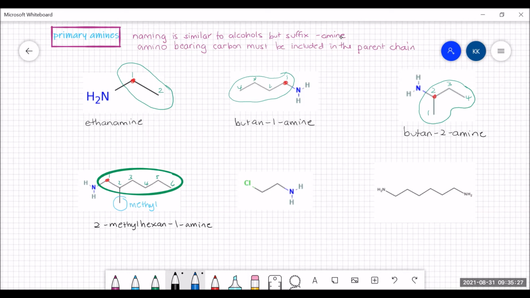The same thing applies for attached groups that are not alkyl groups. So here I'm just going to make this really clear. I'm just going to make that line all black so that we don't get any confusion. The amino-bearing carbon is here. The longest carbon chain that contains that amino group is 2 carbons. We have to give the amino group number 1. So this one would be 2-chloro, ethane-1-amine.